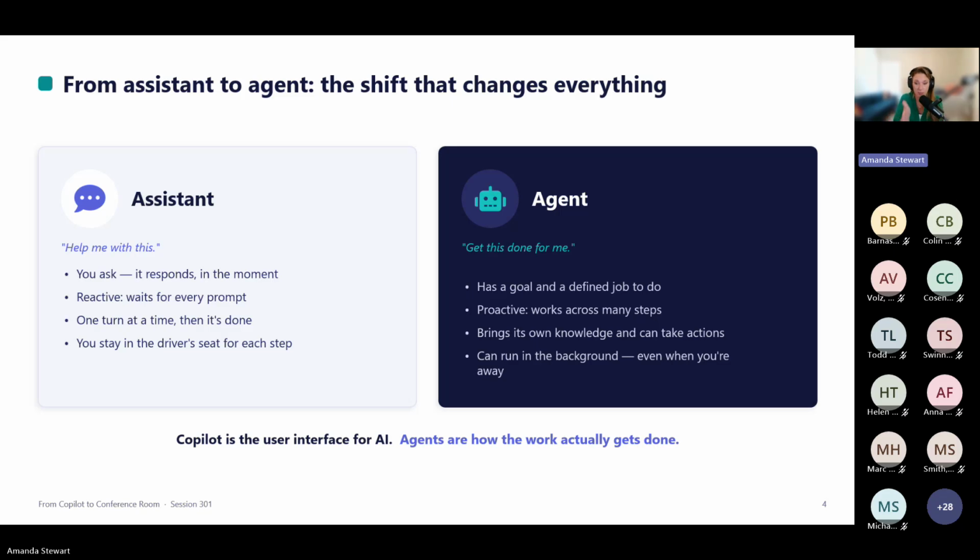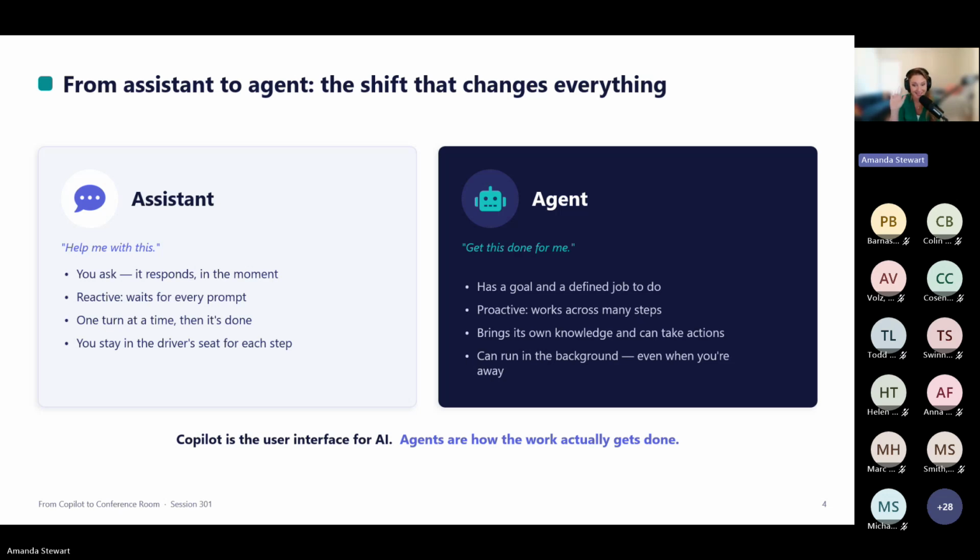So this is the single most important concept in today's session, so I want to slow down here a little bit. On the left is what you've been using, Copilot as an assistant. And it's incredible, but it's reactive. You ask a question and it gives you an answer. You prompt, it responds, one turn at a time. You are still doing the orchestrating.